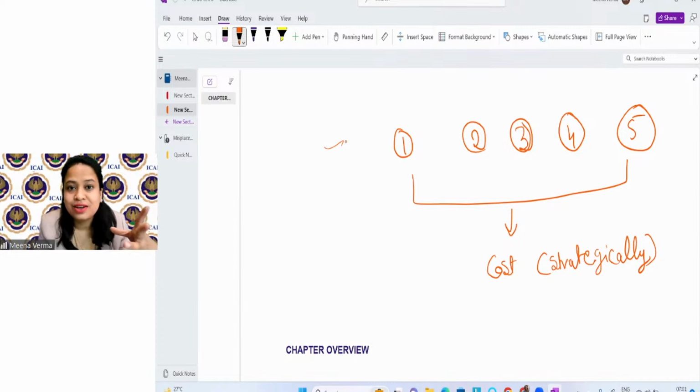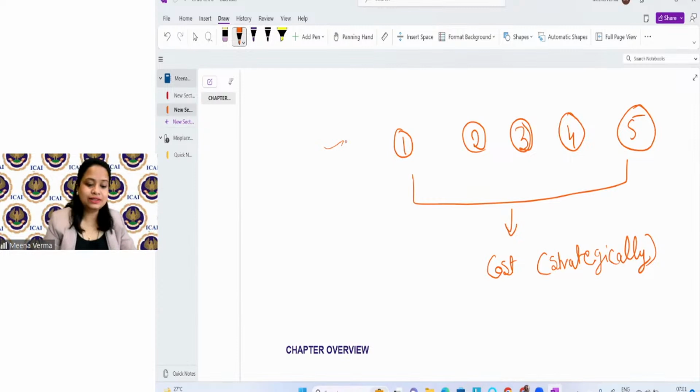Our focus was not just to take a decision by considering the cost, because in our basic classes, in CA Inter classes, we took decisions just by considering the cost. We just considered the material cost, labor cost, overhead cost, and then we took the decision. But in these first 5 chapters, we have learned that it is not enough to just consider the cost. We have to consider everything strategically, meaning use your mind. So we have to make decisions strategically in the organization. This is what we have learned.